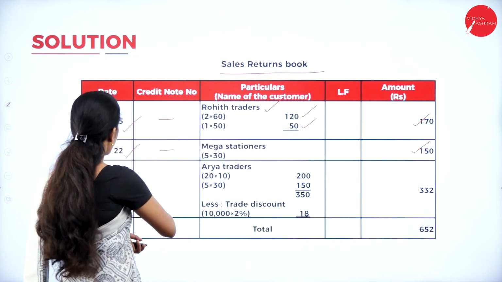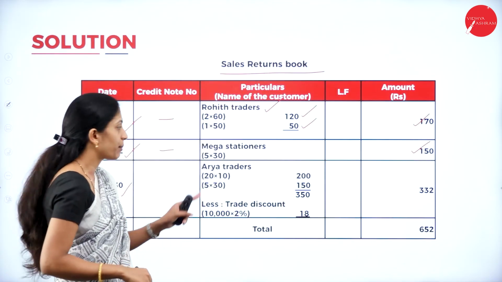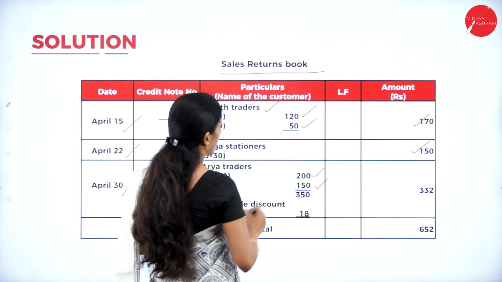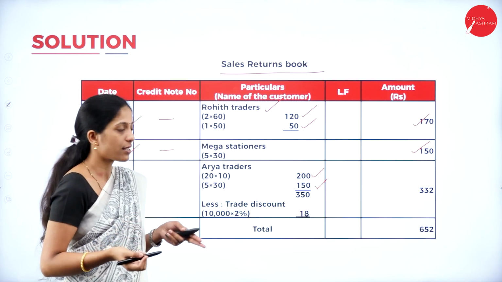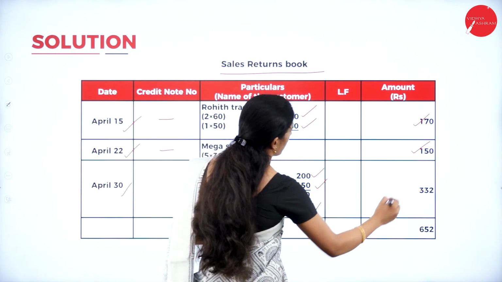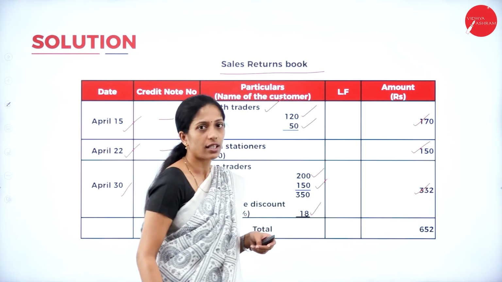So write the date, April 30th. The name of the customer is Arya Traders. 20 into 10 as well as 5 into 30. So you'll get 350, but there is a trade discount of 2%. So 2% in the sense you'll get 18. So the total is 332.